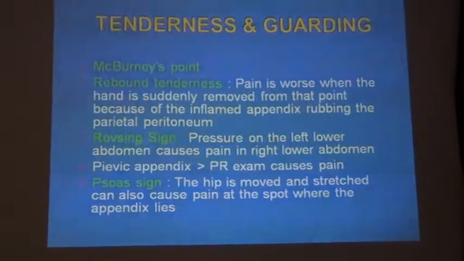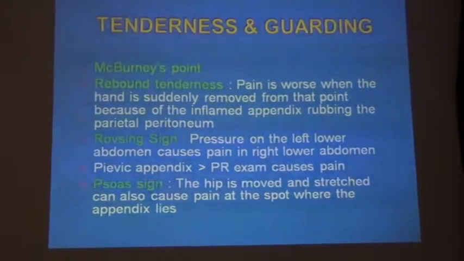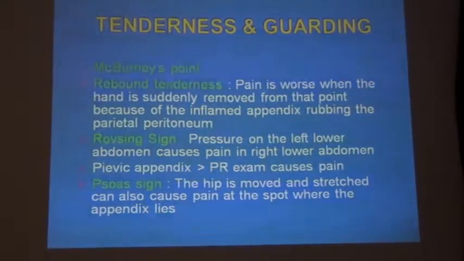Tenderness and guarding. McBurney's point is a typical site for tenderness. You will see tenderness in the case of appendicitis. This is the junction of the lateral third with the medial two-thirds of the line joining the anterior superior iliac spine to the umbilicus. So this is the typical point. And we get sometimes rebound tenderness. The pain is worse when the hand is suddenly removed from the point of tenderness because the inflamed appendix is rubbing against the parietal peritoneum. And Rovsing's sign: pressure on the left lower abdomen causes pain in the right lower abdomen.